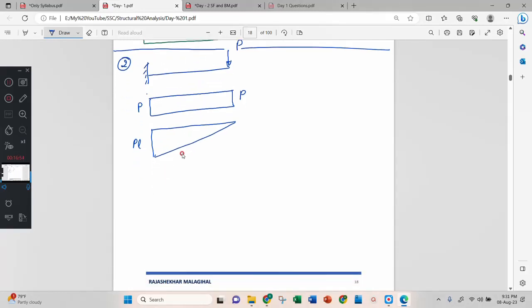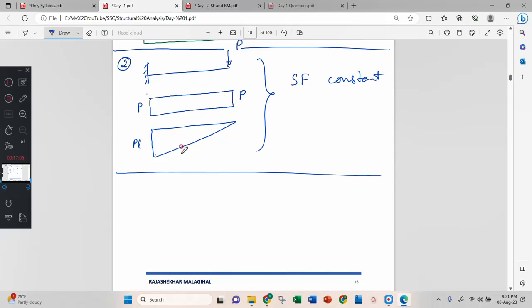Next. Okay, here what are the remarks? Remarks is shear force constant. Shear force constant. Okay, then you will get this one. Third beam.